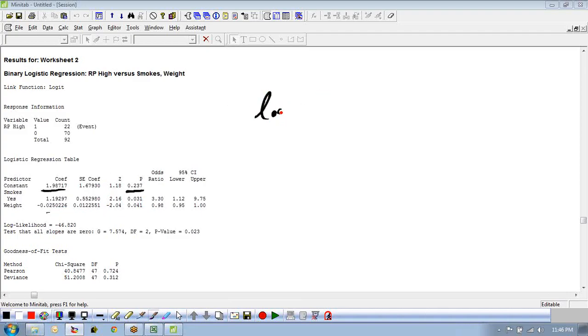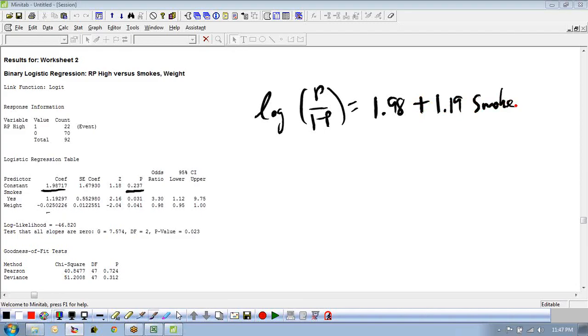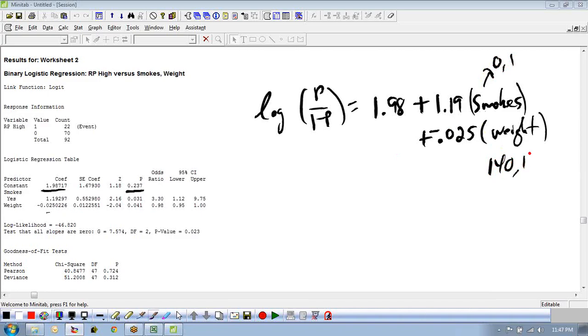So in this case, we get our log of p divided by 1 minus p is equal to 1.98 plus 1.19 smokes minus 0.025 times weight. Okay, so that's our equation that we're going to use. Now remember, smokes is either a 0 or a 1. Either I smoke or I don't, but weight is a number. I'm going to plug in 140 or 180 or whatever. Okay, so that's where that's coming in.